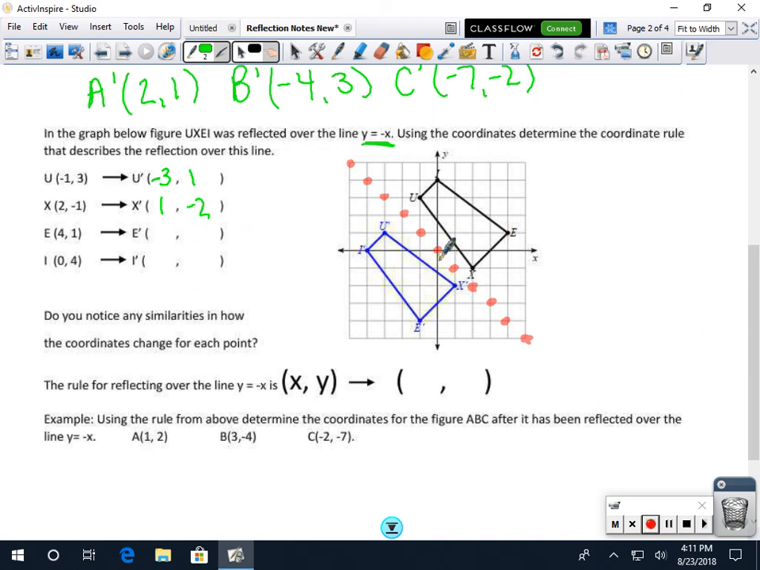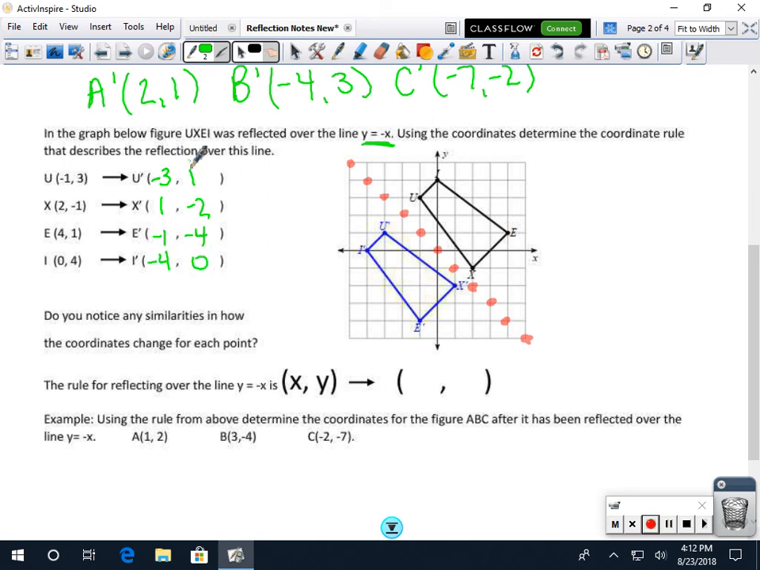Okay, E is at the point 4, 1. So then E prime is at negative 1, negative 4. And I is at 0, 4. So I prime is at negative 4, 0.